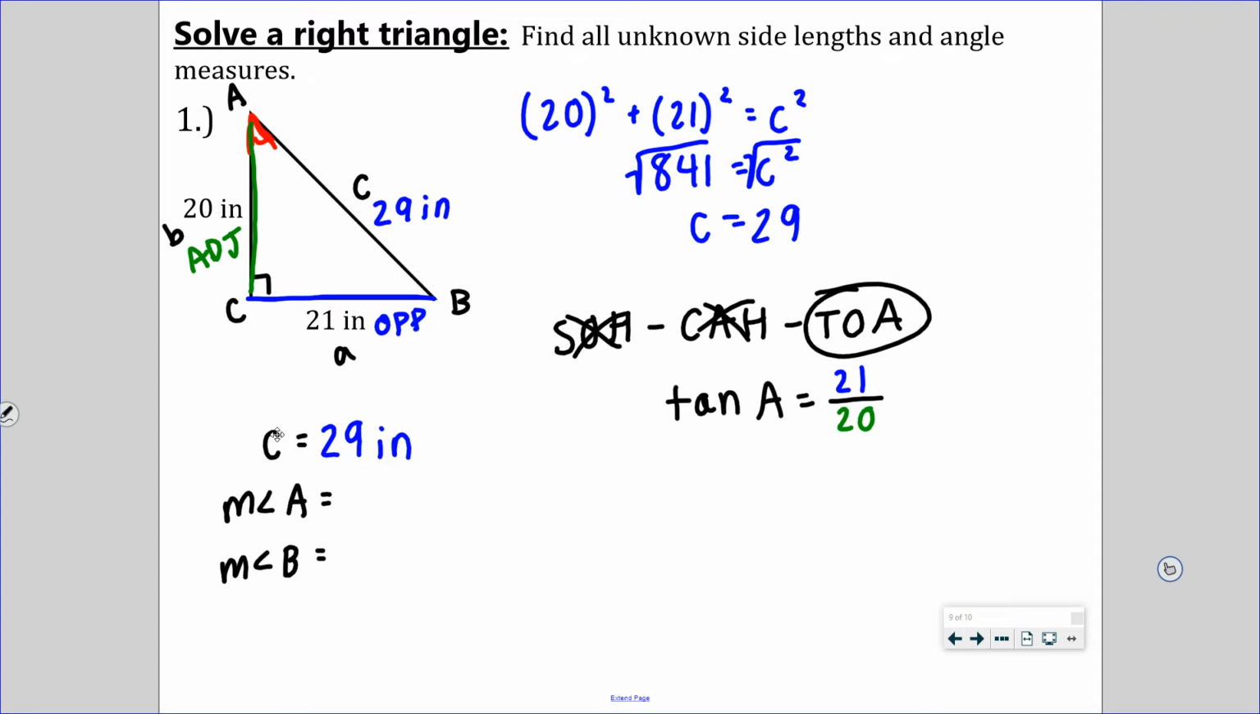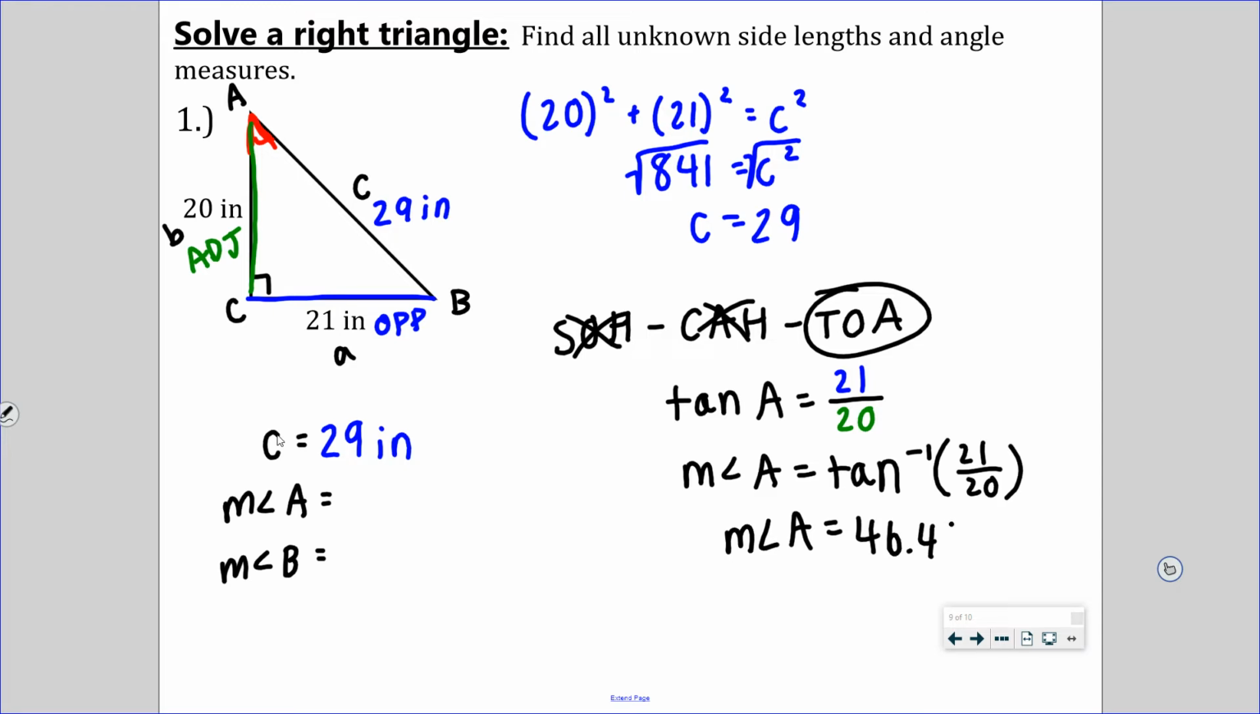All right, so again, we have a situation where you don't know the angle measure. So I'm going to use the inverse button, and I'm going to feed in the ratio. Yeah, I got 46.4 degrees.